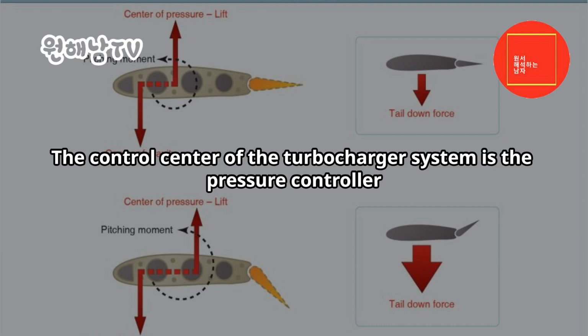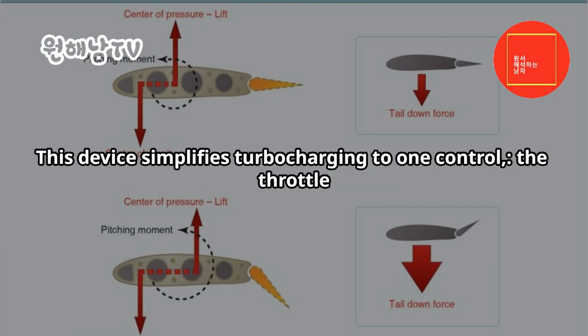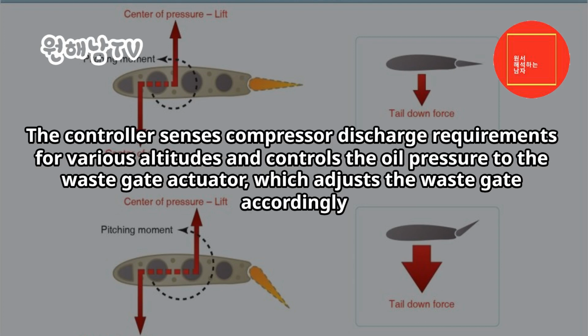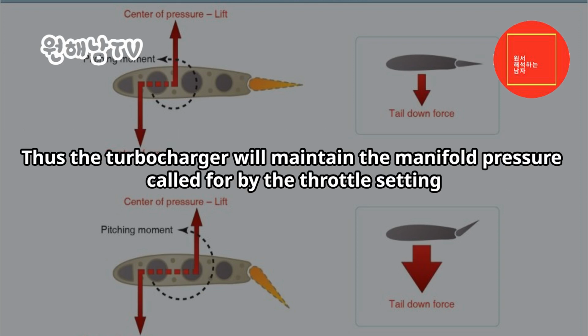The control center of the turbocharger system is the pressure controller. This device simplifies turbocharging to one control, the throttle. Once the desired manifold pressure is set, virtually no throttle adjustment is required with changes in altitude. The controller senses compressor discharge requirements for various altitudes and controls the oil pressure to the wastegate actuator, which adjusts the wastegate accordingly. Thus, the turbocharger will maintain the manifold pressure called for by the throttle setting.